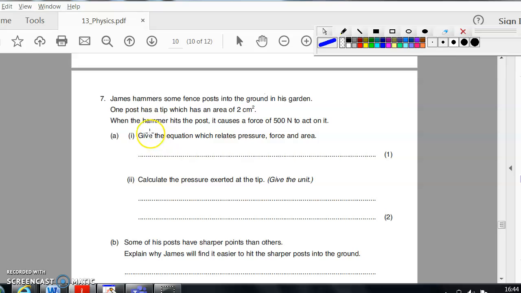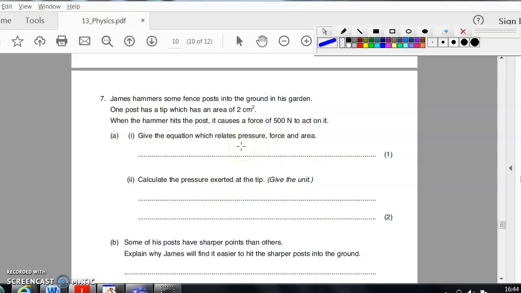Alright, now then, first one. James hammers some fence posts into the ground in his garden. One post has a tip which has an area of 2 centimeters squared. When the hammer hits the post, it causes a force of 500 newtons to act on it. Give the equation that relates pressure, force and area, so PFA, so we're thinking French people annoy. And then we look ahead and we see that they're going to ask us about the pressure.